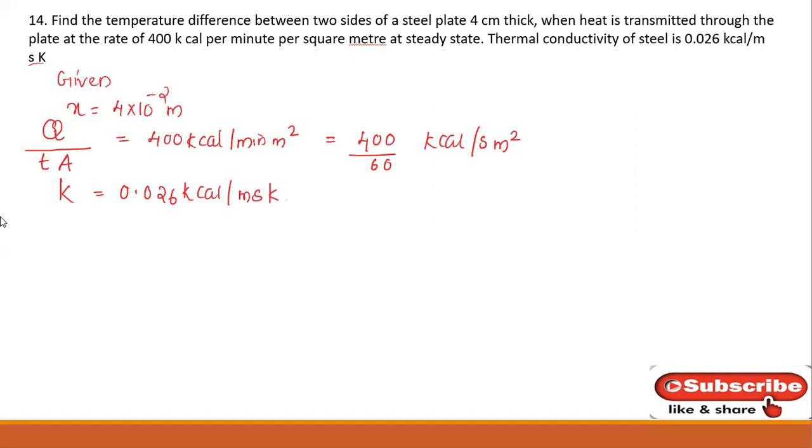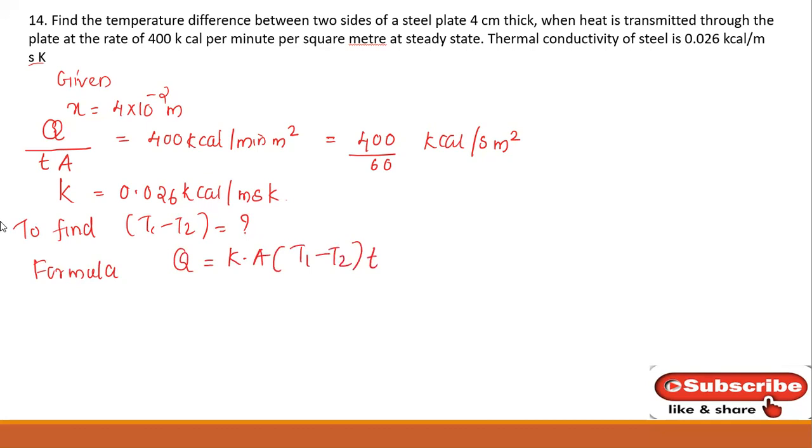Thermal conductivity of steel is given. We want to find out the temperature difference. To find T1 minus T2, we want to find out temperature difference. We know that the formula for conduction is Q is equal to KA into T1 minus T2 into T upon X. We know that the rate of conduction is directly proportional to area, temperature difference, time, and thickness, or the separation between the two faces, where K is a constant, that is thermal conductivity constant.